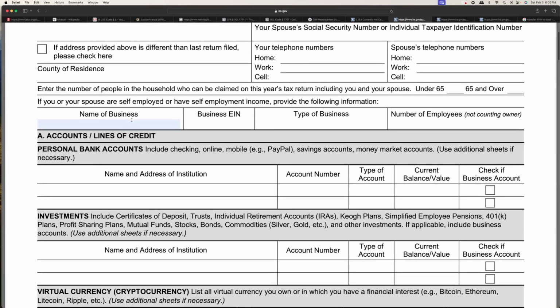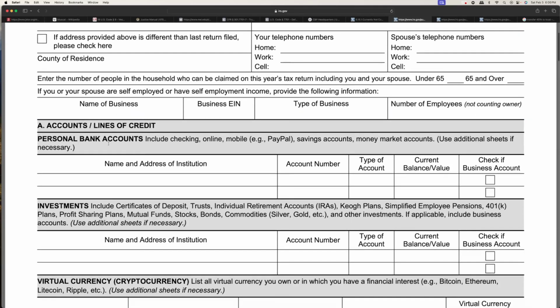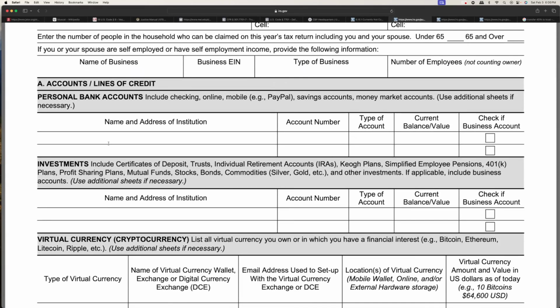If I have a business name or a business EIN, then of course we do the 8832 process. So then we would list that information here. Okay. Lines of credit, personal banks. So like I said, I'm just doing this process.